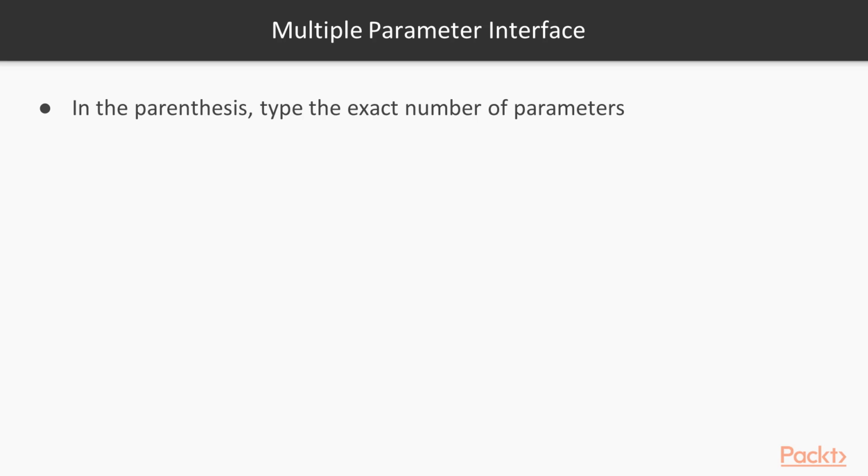Lastly, let's implement the multiple parameter interface. In the parentheses of this interface, we will type in the exact number of parameters as the functional interface allows. In our case, that is 2 parameters, but this number can be arbitrary.